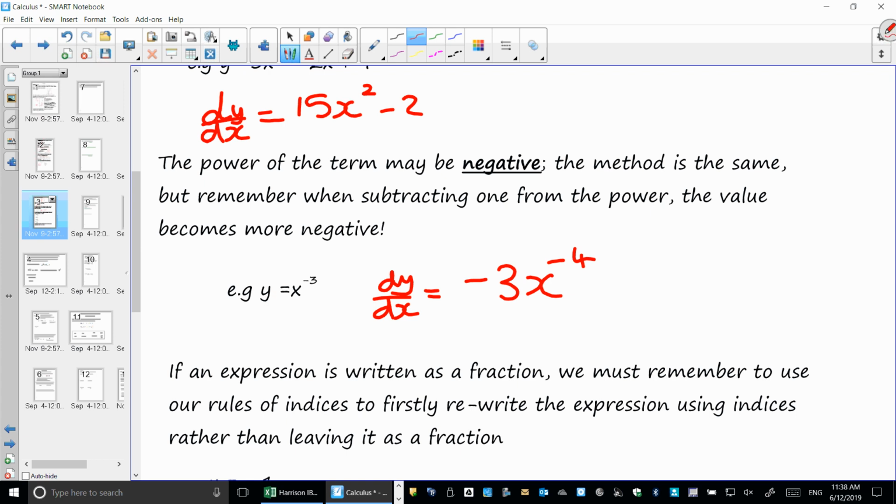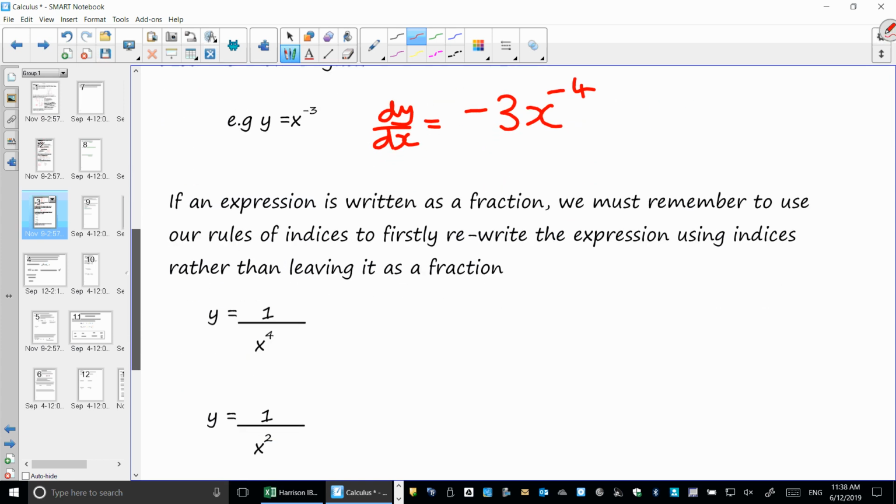Now, what makes a power negative? Well, if it was written like this, this would indicate that actually this can be rewritten. Okay, so this is where your laws of indices come in, and we all love our laws of indices. So for questions like this, where you've got fractions involved, the first thing you need to do is rewrite the expression. So notice, this said y equals, this also says y equals, because I haven't differentiated it yet. I'm just rewriting it. So this expression here would become x to the negative 4.